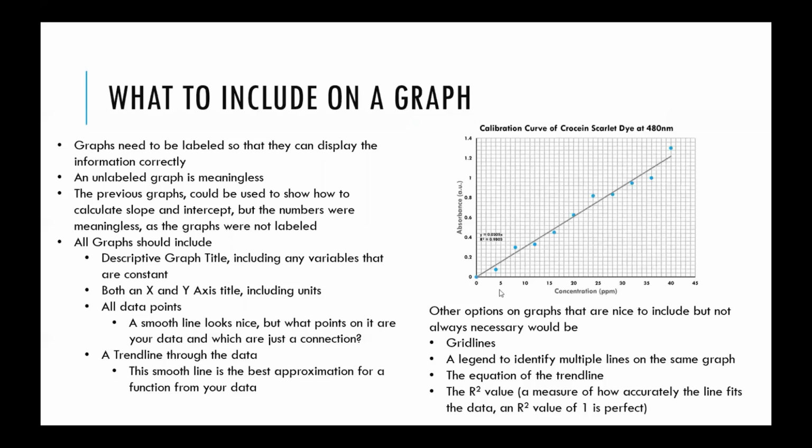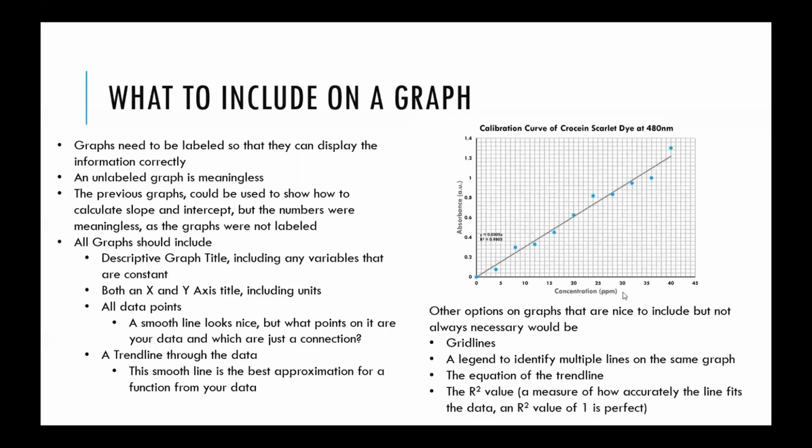Then you want to make sure that the axes themselves also have a title. So what is the x-axis? What are these values? What is the y-axis? What are these values? In this case, I'm graphing concentration versus absorbance, which is a measurement of how much light a chemical will block.